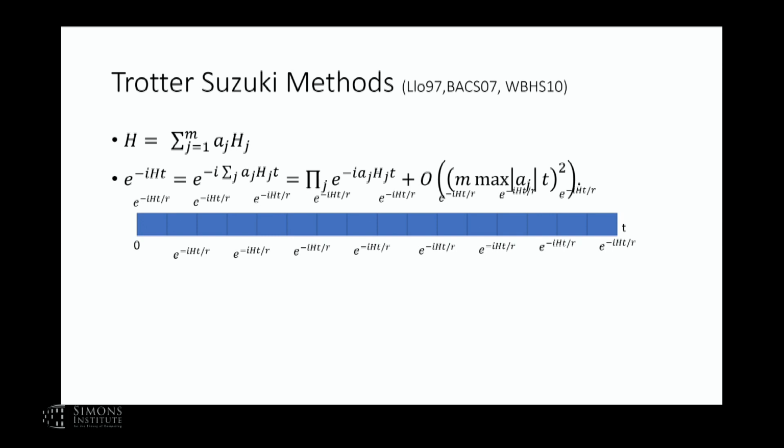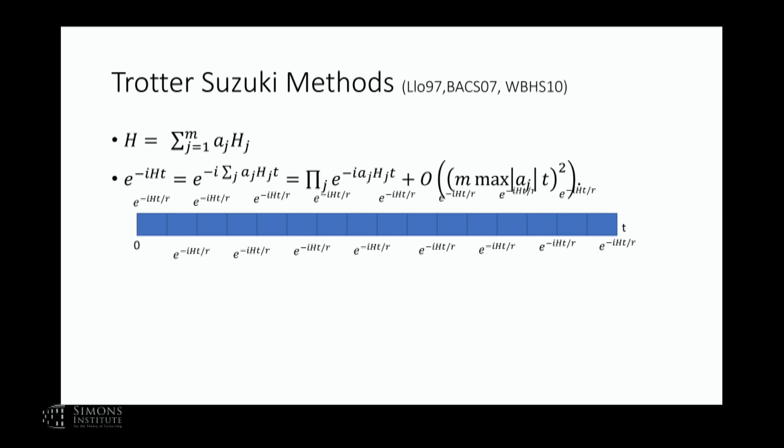What you do is you break up your time evolution into a series of R time slices, and by making R shorter and shorter and shorter, you can make those commutator errors smaller and smaller and smaller, and eventually end up making the error 0. So that's the idea behind it.